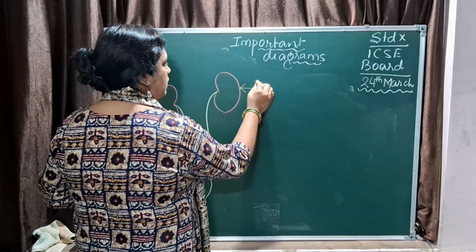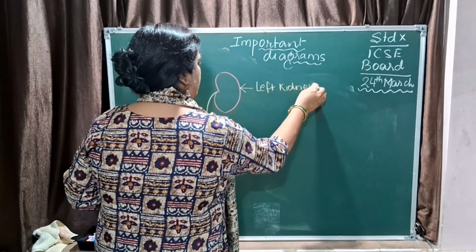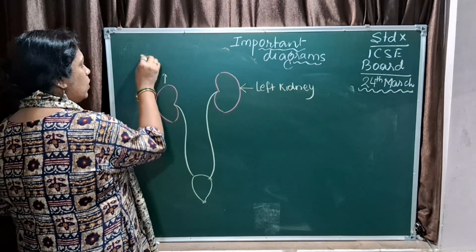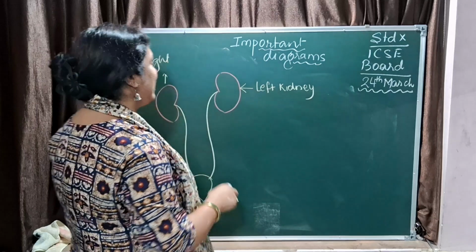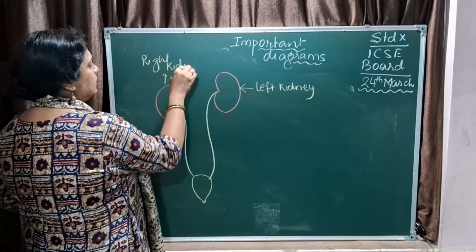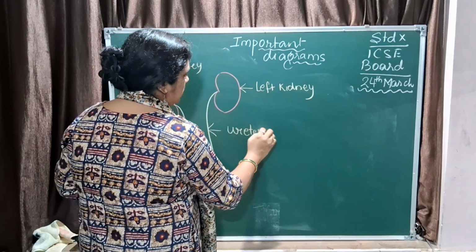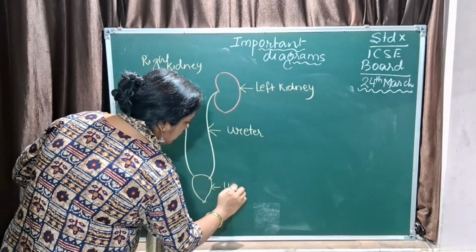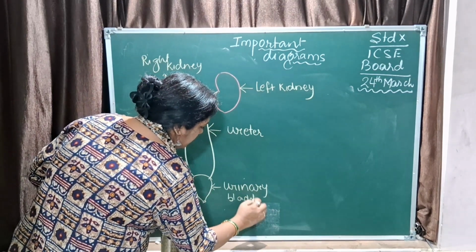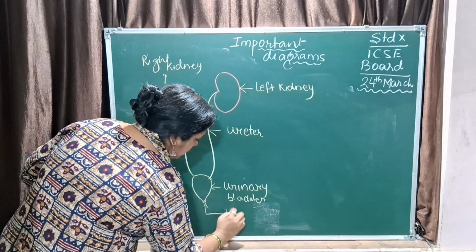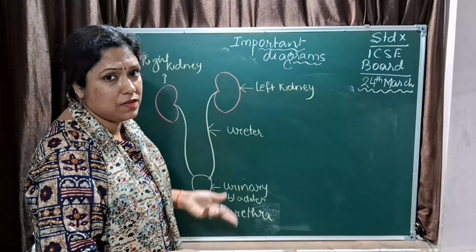So you have the left kidney. The right kidney is a little lower than the left kidney because your body has to accommodate the liver. Yes. So right kidney. This is the tube that is called the ureter. This is the urinary bladder. And this one is the urethra. So this will fetch you 3 marks very easily.